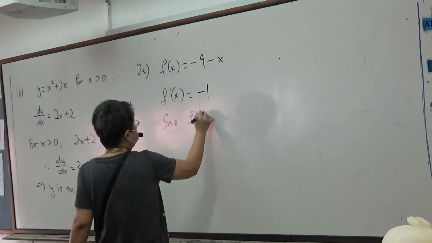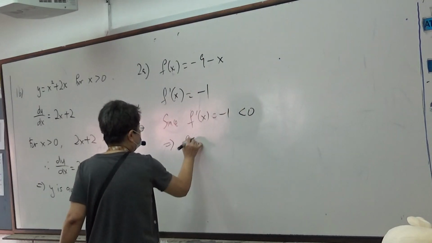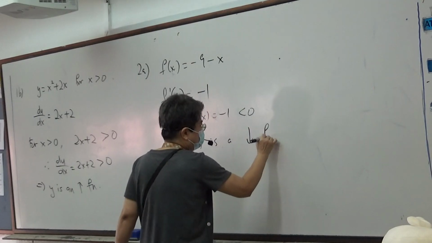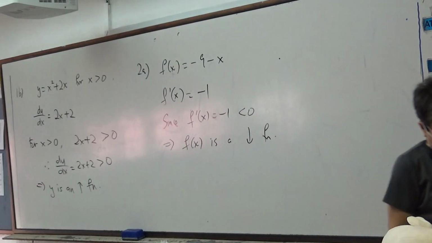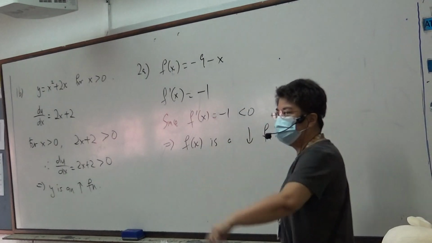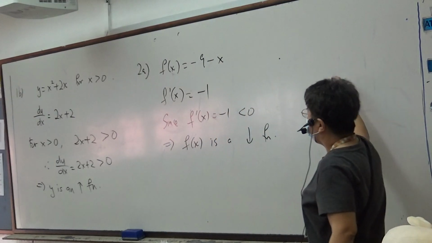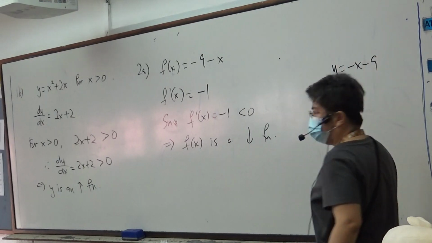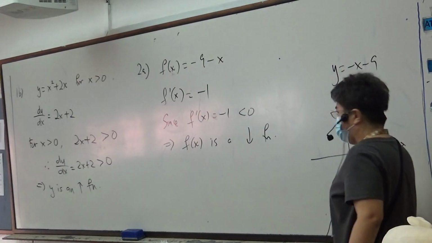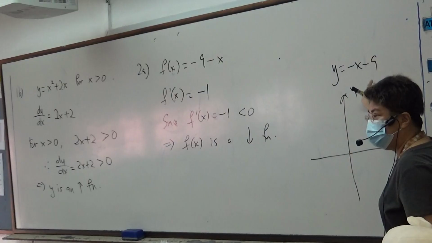So, since decreasing function, okay, actually this one don't need to say also decreasing. Do you agree this is actually a straight line? How do I sketch this graph? I'm revising a lot of things here. How do I sketch this graph? It's negative, right? And it cuts at negative 9, right?